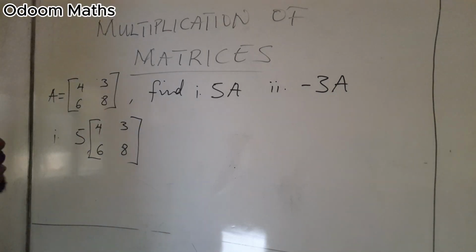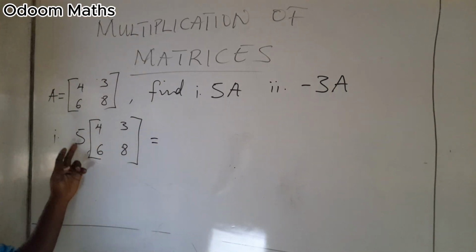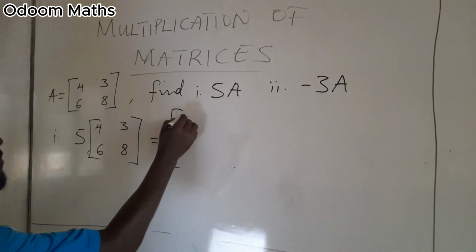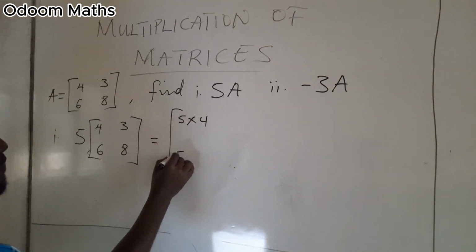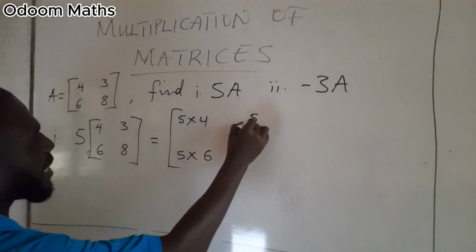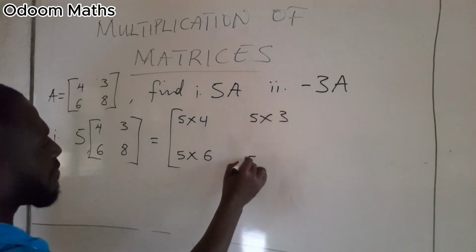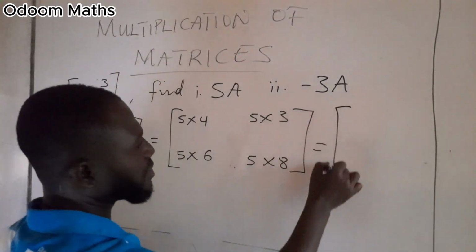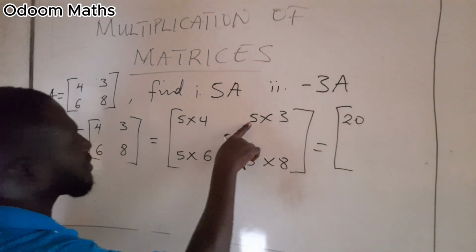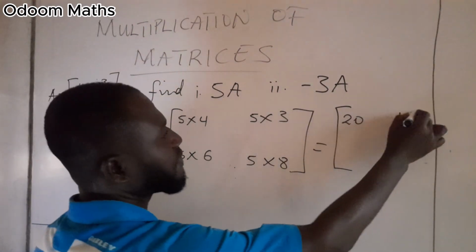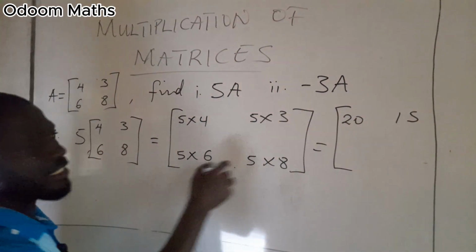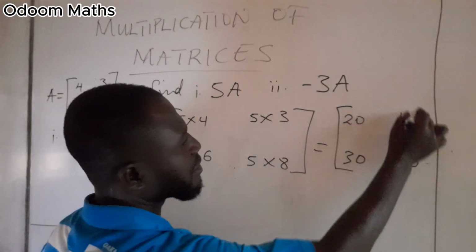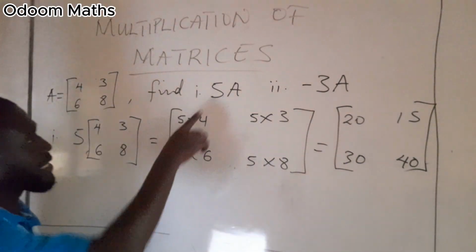Now here, all that we need to do is to take 5 to multiply each element. So this is going to be 5 times 4, 5 times 3, 5 times 6, 5 times 8. So 5 times 4 is going to give me 20. Then 5 times 3 is 15. Then 5 times 6 is 30. And then 5 times 8 is 40. So this is the answer to the first question, that is 5A.